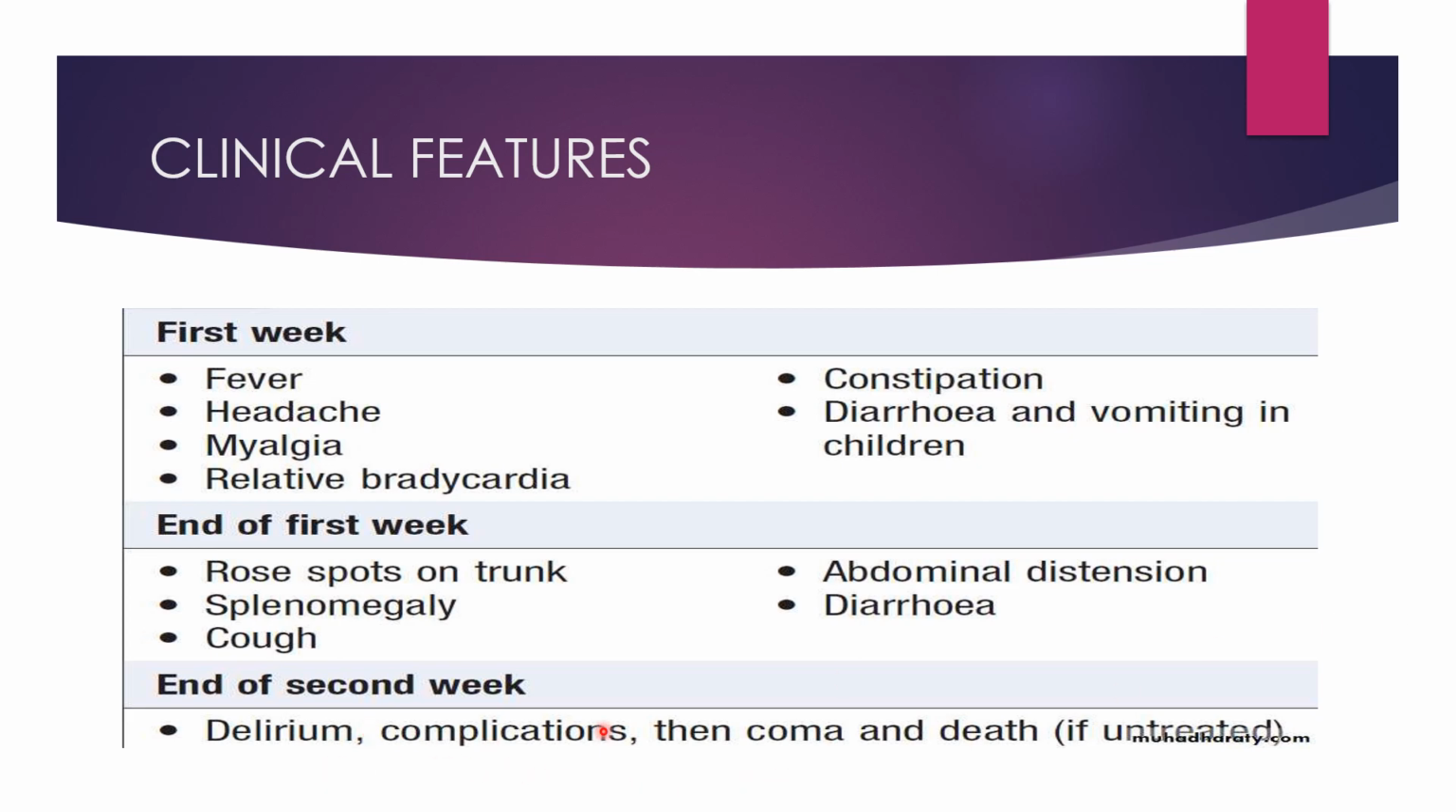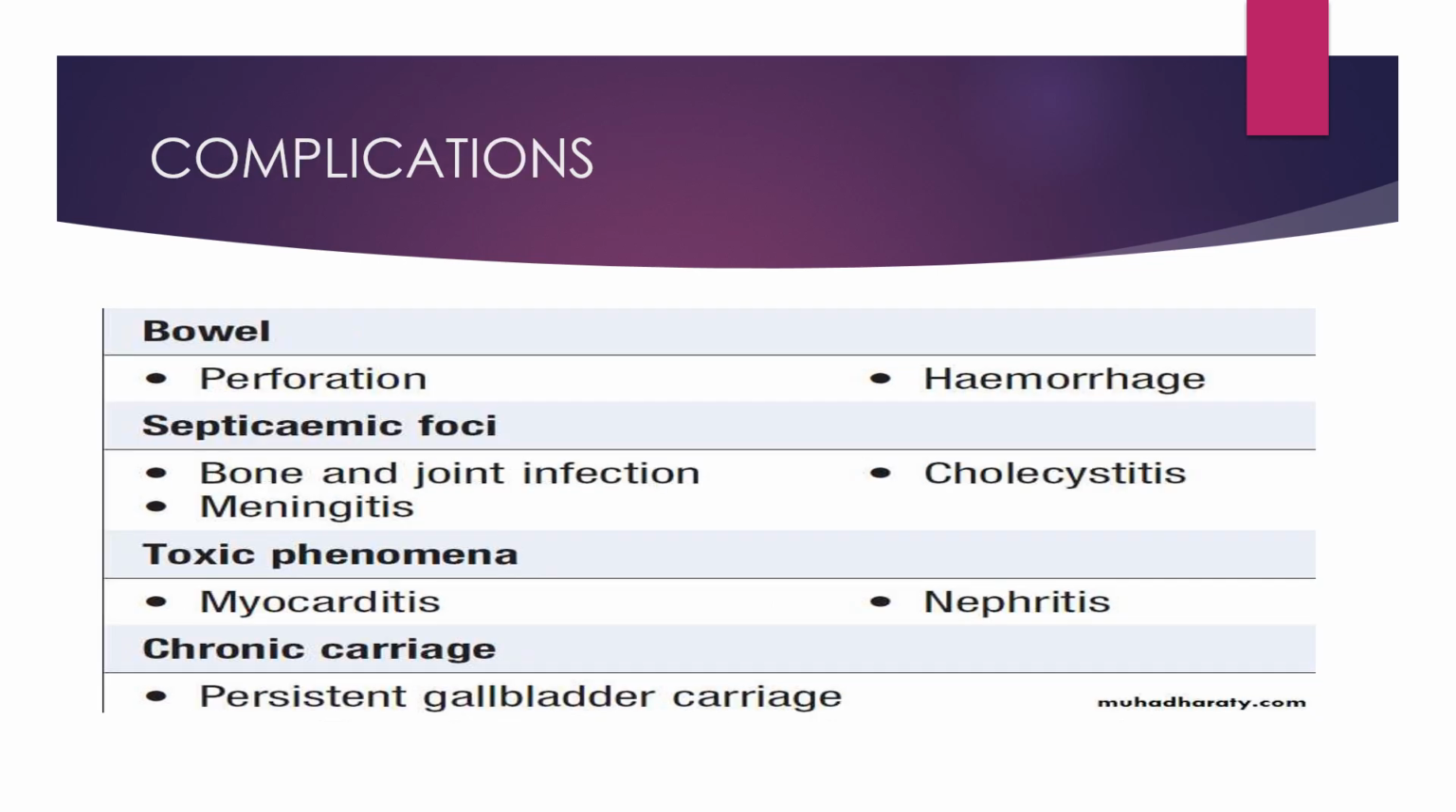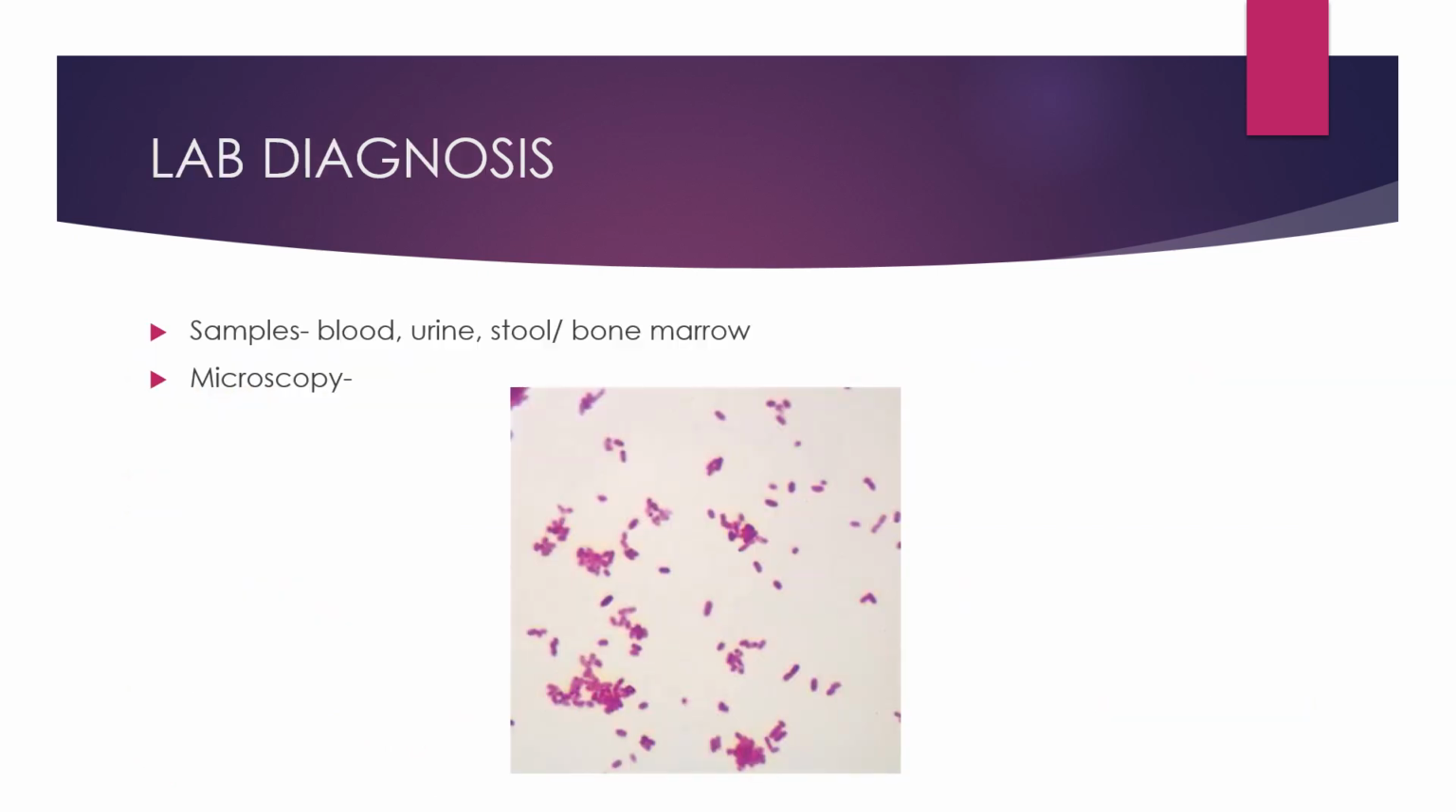So when we talk about complications, let's see what the complications of this are. On the bowel side, we find bowel perforation and hemorrhage. In septicemic foci, we find bone and joint infection, meningitis, and cholecystitis. Toxic phenomena cause myocarditis and nephritis. In chronic carriage, it causes persistent gallbladder carriage.